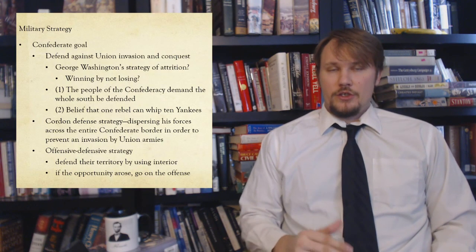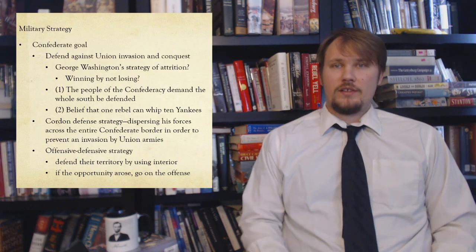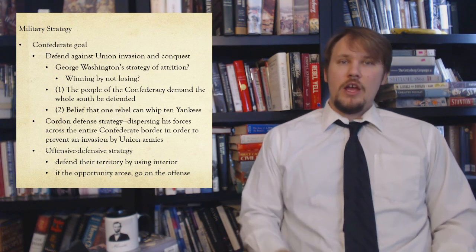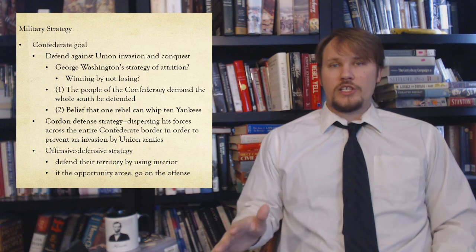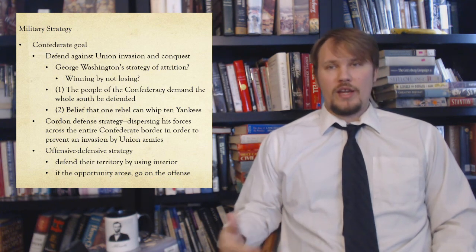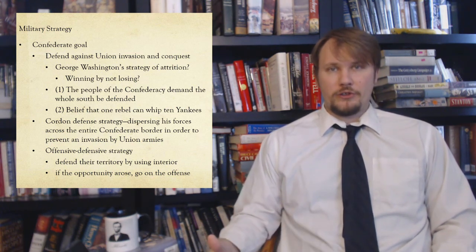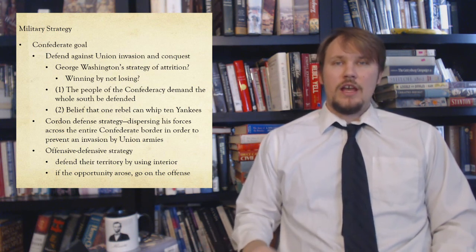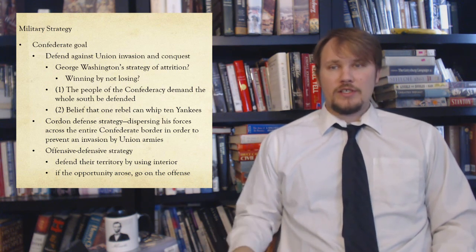Now let's talk about military strategy for a minute. The basic goal of the Confederacy was to defend their nation from conquest. This is very similar to what the colonists had to do during the American Revolution. During the American Revolution, George Washington had carried out a strategy of attrition. Basically, that's the strategy of winning by not losing, of winning by wearing down a superior enemy. Some argue that the Confederacy could have won the war if Jefferson Davis had pursued this sort of policy, but he did not do this for a couple of reasons.